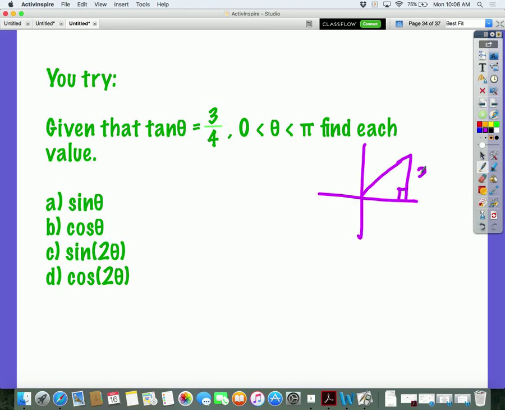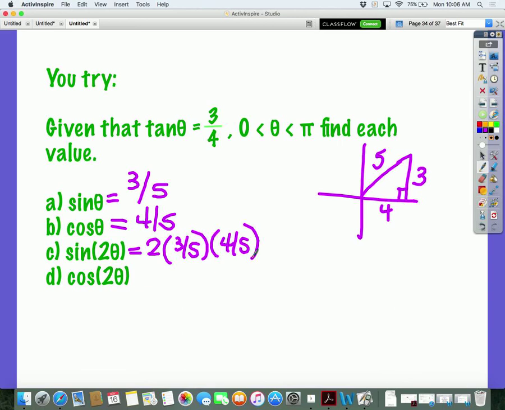So tangent is 3 over 4. So then that means that the hypotenuse in that right triangle is what? 5. So that means that sine theta is 3/5 and cosine theta is 4/5. Simple enough. So then to find sine 2 theta, you would have 2 times 3/5 times 4/5. So then 6/5 times 4/5, 24 over 25. There you go.